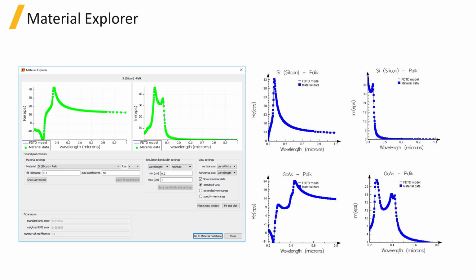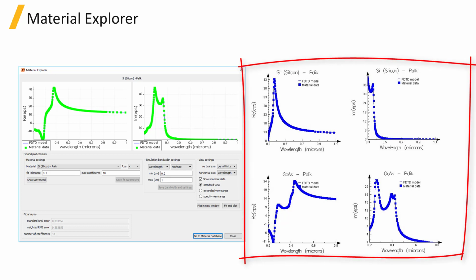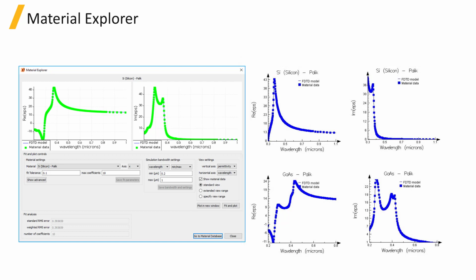if necessary. The multi-coefficient fitting algorithm in FDTD solutions generates a good fit for a range of real materials like silicon and gallium arsenide shown here. Tips for choosing material fit settings can be found in the link below.